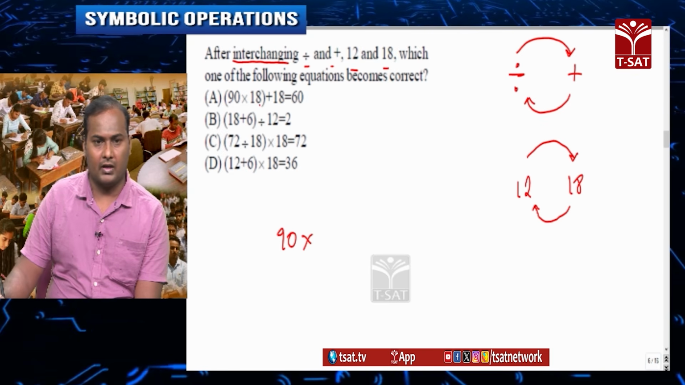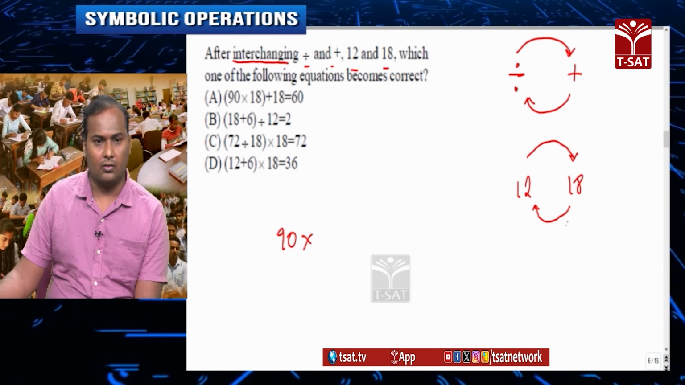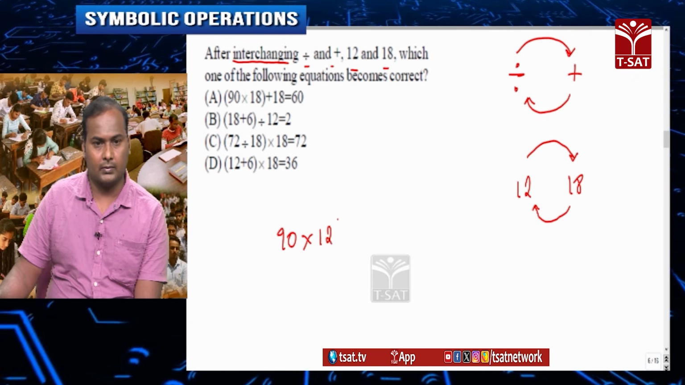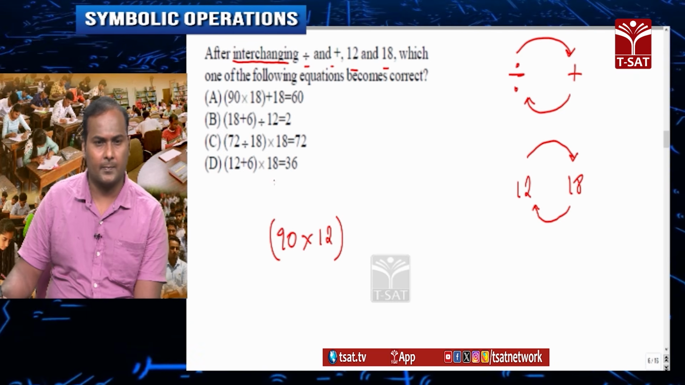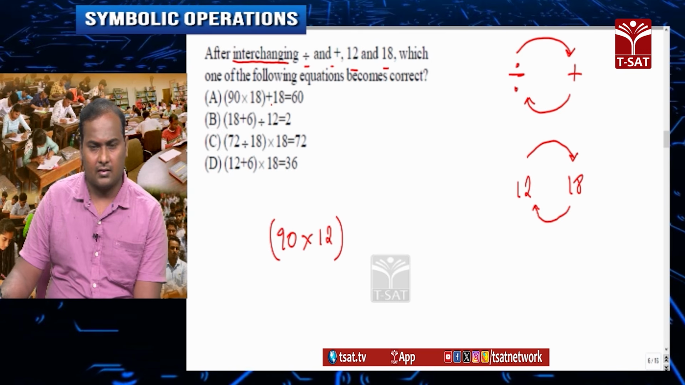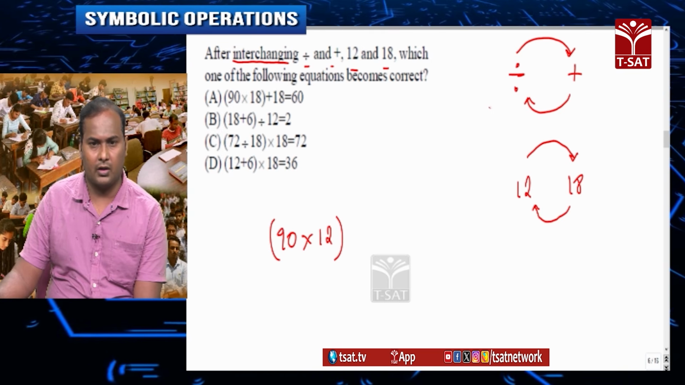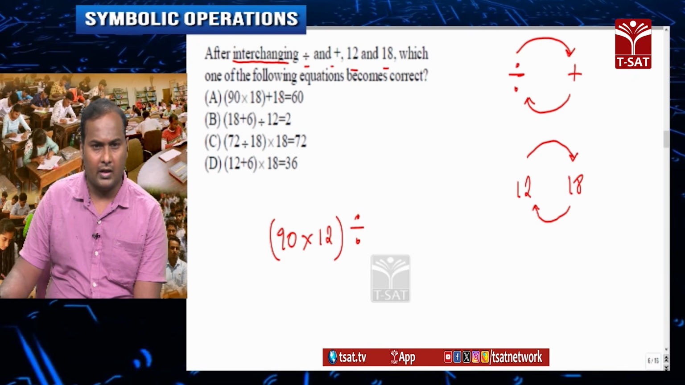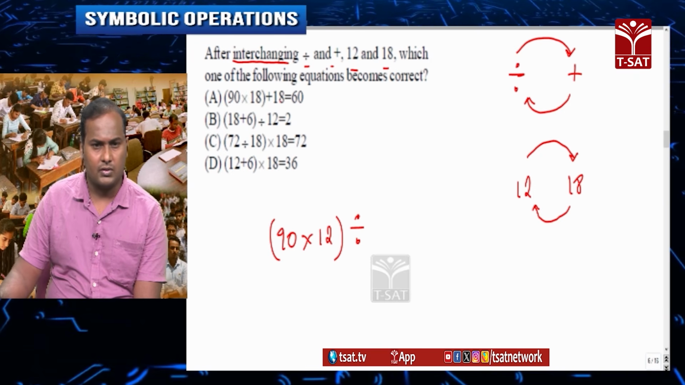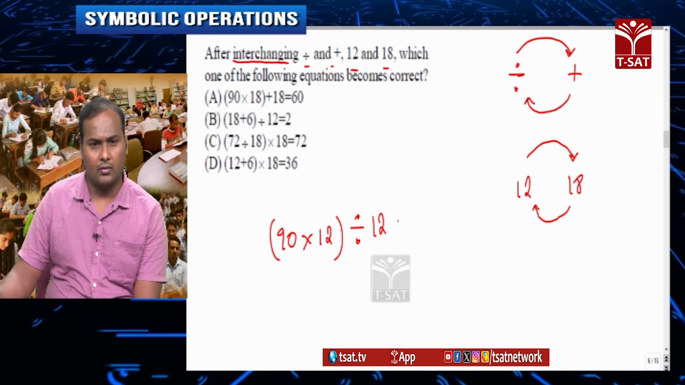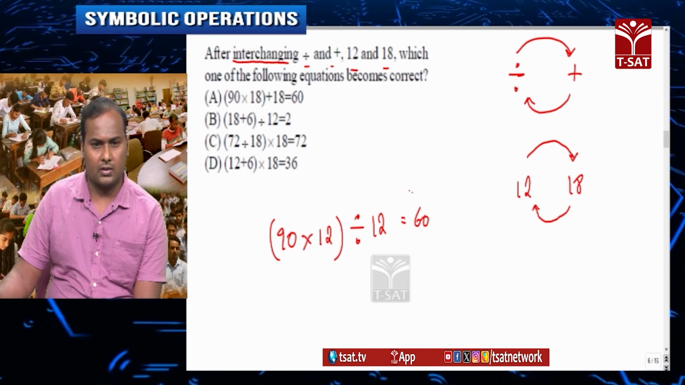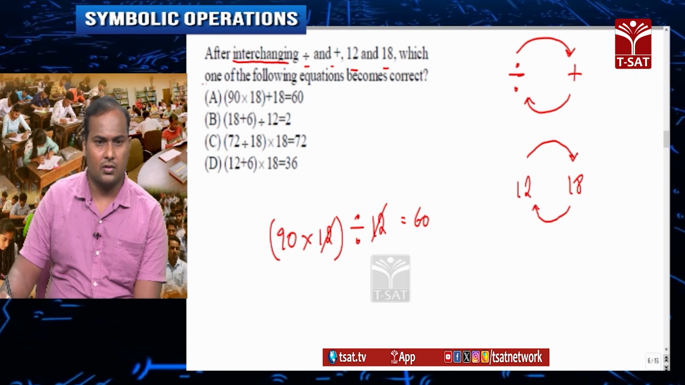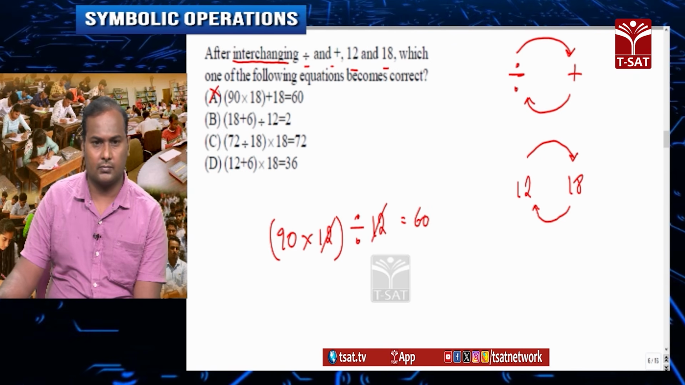Now see here, you have 18. Whenever you see 18, you have to put 12 here. So you put 12 here and again in the bracket. Then plus. I already said that wherever you see the plus symbol, you have to keep division. So you got the divide symbol. And again you have 18. Wherever you see 18, you have to put 12. Now you check whether it is equal to 60 or not. It is not possible, right? It is not equal to 60. So option A cannot be your answer.